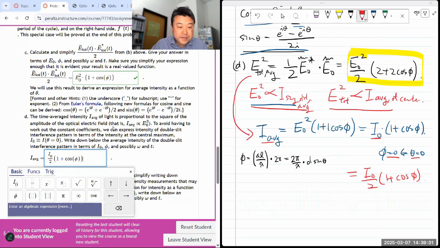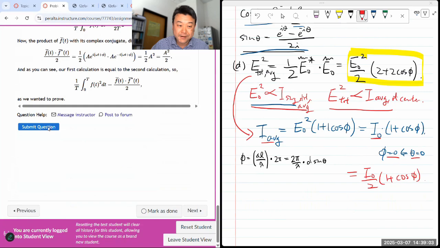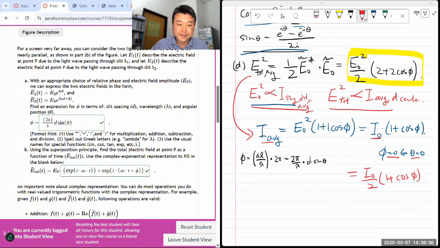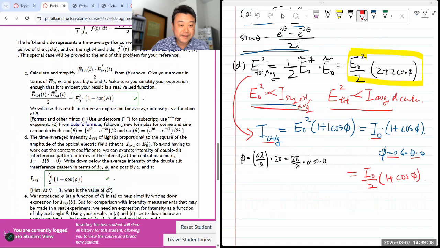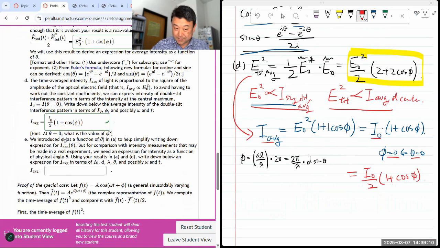Yeah, we can use it in terms of phi. Yeah, so that would be right. See? I think that was graded as right. Good. We introduced the phi as a function of theta to help simplify writing down the expression for the I-average theta, but for comparison with the intensity measurements that may be made in a real experiment, we need an observation of intensity as a function of physical angle.